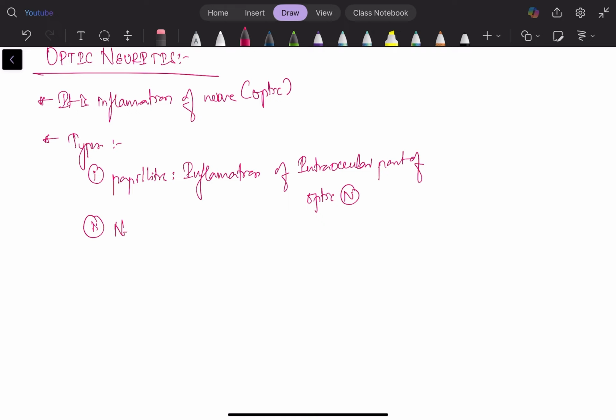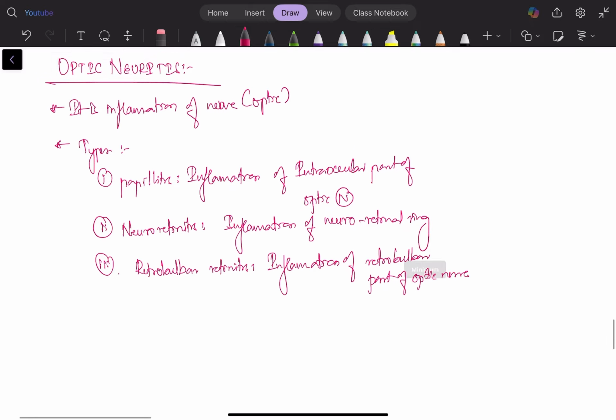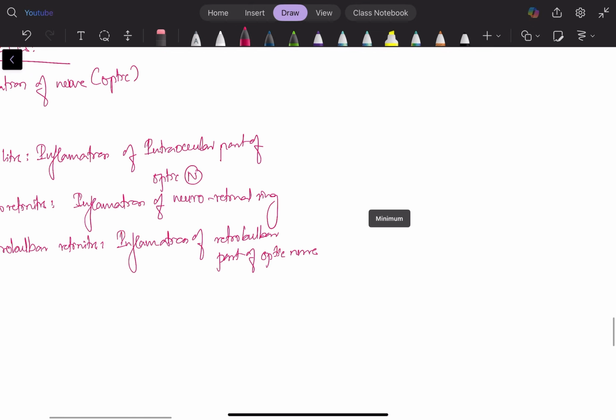Then we have neuroretinitis, inflammation of the neuroretinal ring. Then we have retrobulbar neuritis, where there is inflammation of the retrobulbar part of the optic nerve. Okay, I hope there is no confusion with the statement.